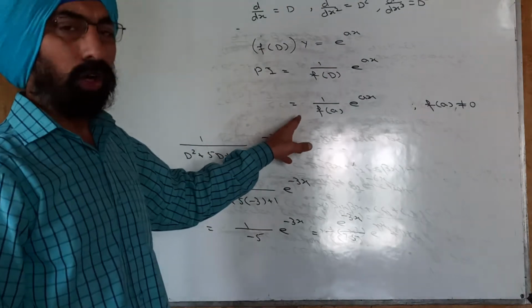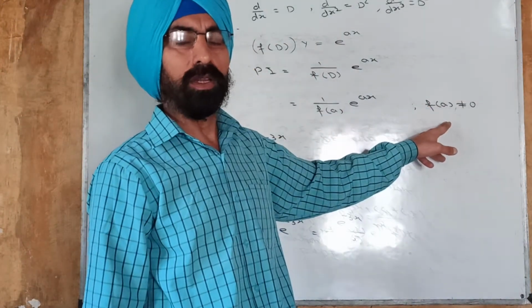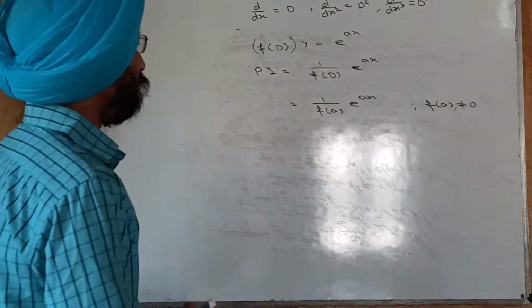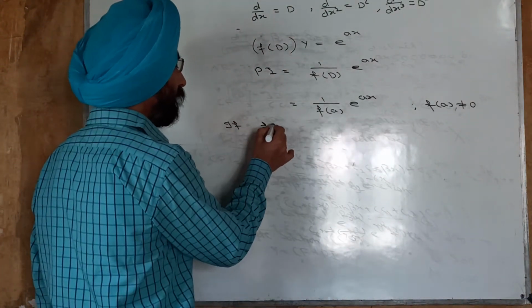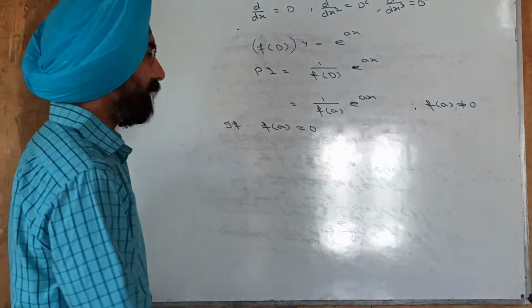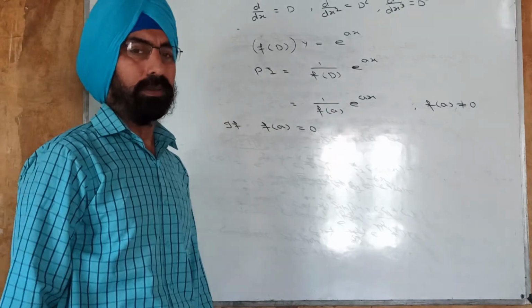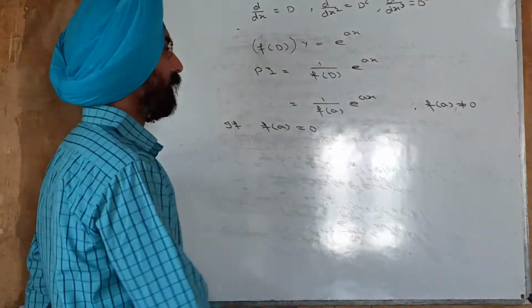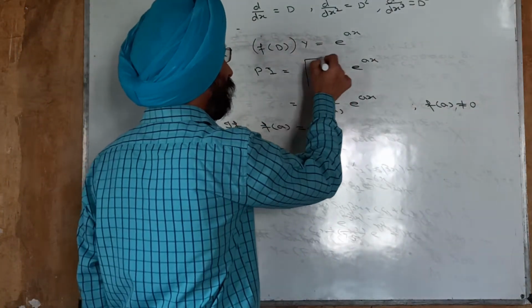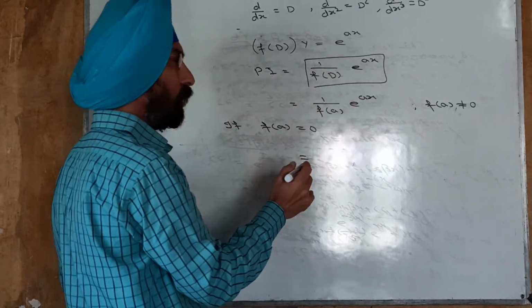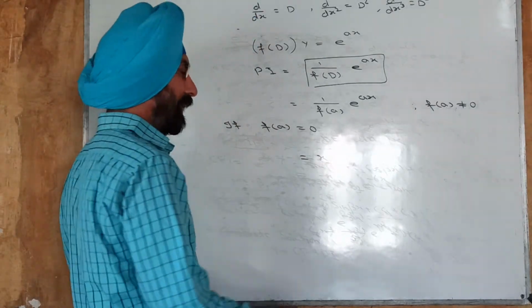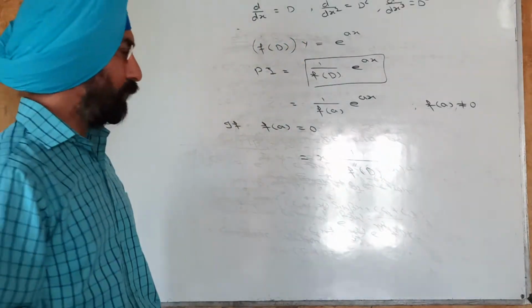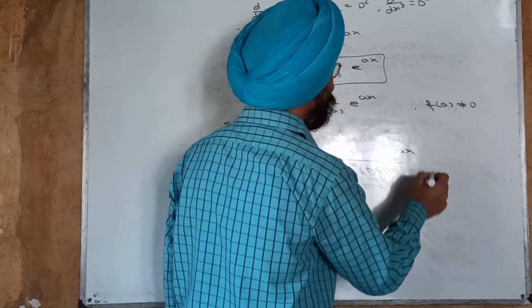But this is only when f(a) is not 0. What happens if f(a) is 0? So it is the next case. If f(a) happens to be equal to 0, then this method will not work, because 1 upon 0 will be an ambiguous quantity. So we will not go through this case. What we have to do then? Then we will write this as x times 1 upon the derivative of f(D) with respect to D, and e raised to the power ax.